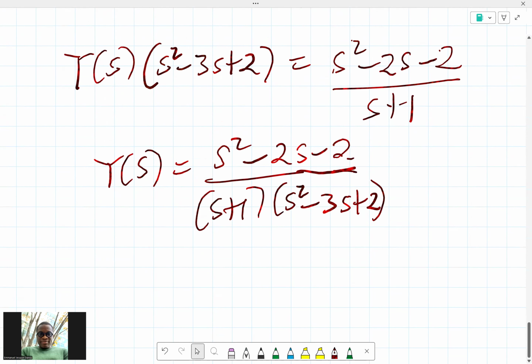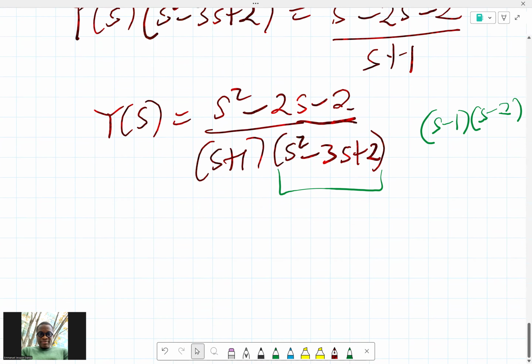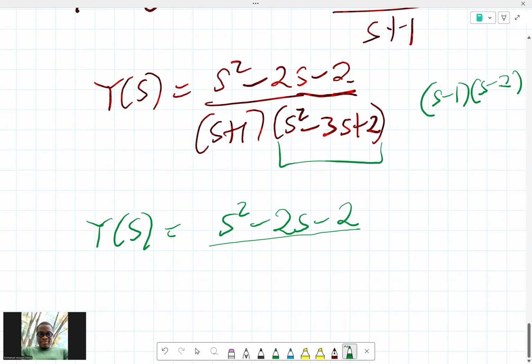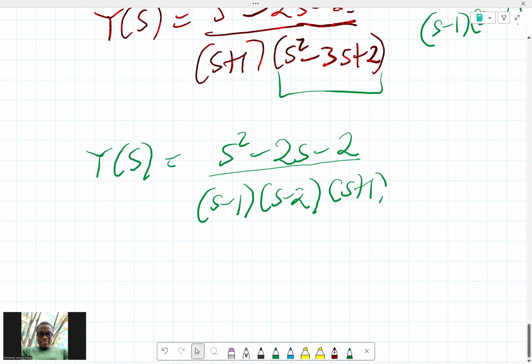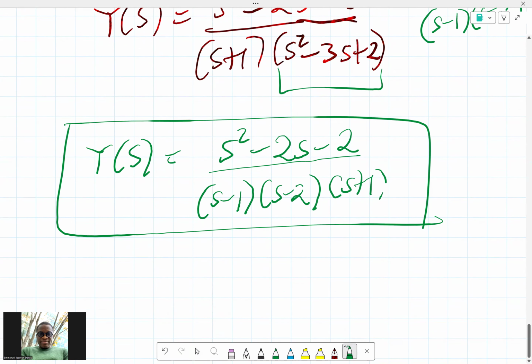So from the look of things here, this expression is factorizable, okay? So that looks like s minus 1, s minus 2, right? Because that will be s squared minus 3s plus 2, yeah? So that's what that should be. So we can have y of s now is equal to s squared minus 2s minus 2 all over s minus 1, s minus 2 into s plus 1. Okay, that's what we have there.